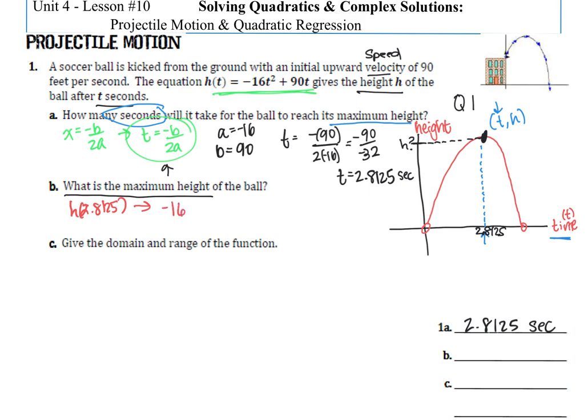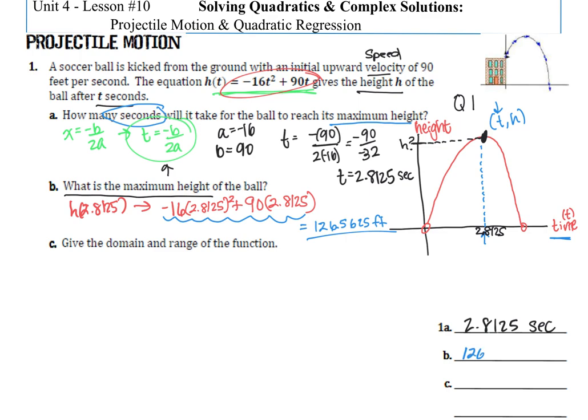So we have negative 16T from the formula again, right here, times 2.8125 squared plus 90 times 2.8125. And all of this just gets typed into your calculator with parentheses and everything, and you just hit equals. And that's going to equal 126.5625, and it is our height, which is in feet. So let's write that down. Because we knew the time the ball was at its highest point, we could plug that in to find the highest point. Pretty amazing.